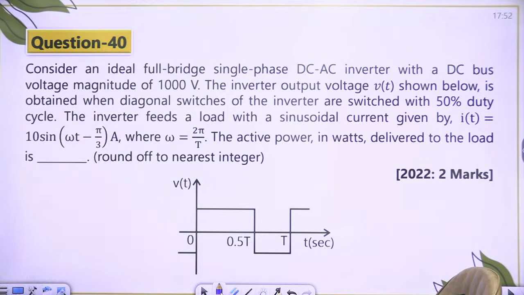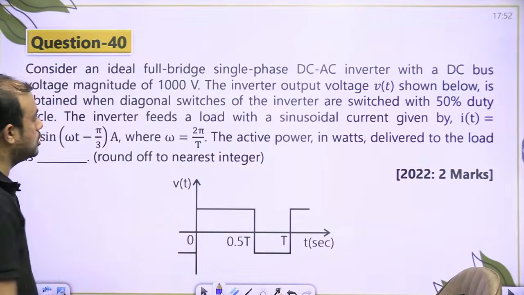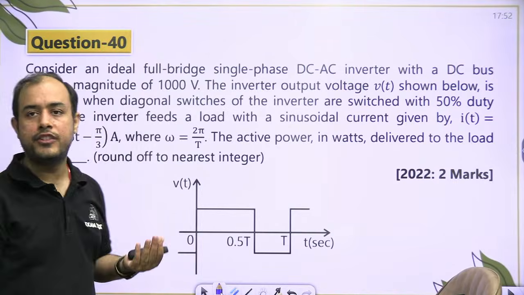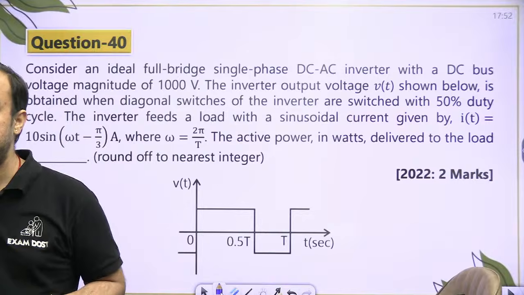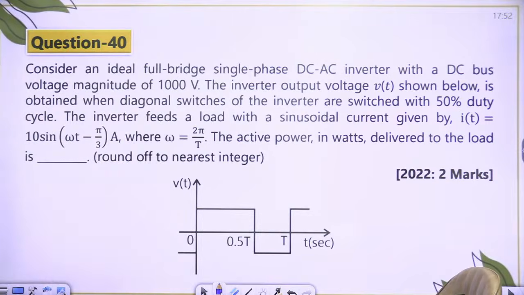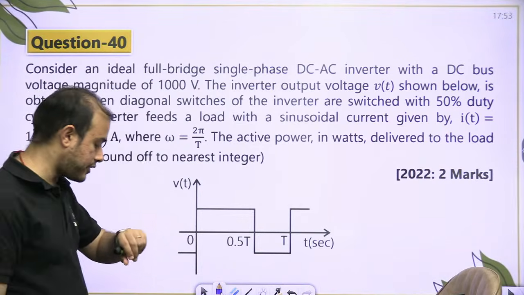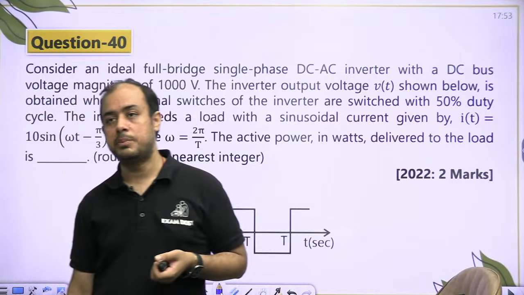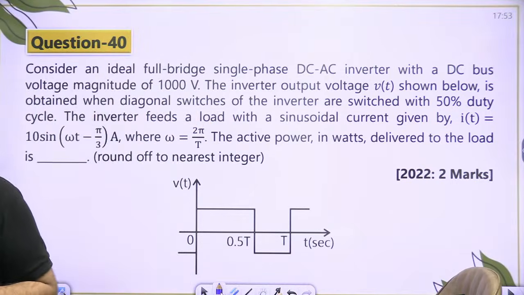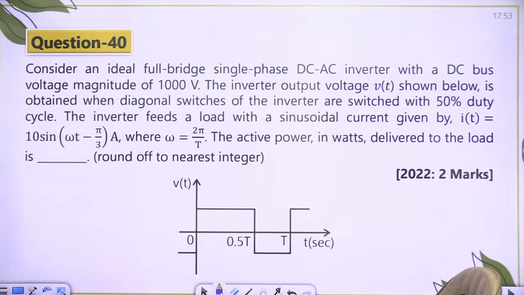आइडियल फुल ब्रिज सिंगल फेज इन्वर्टर विद डीसी बस वोल्टेज 1000. Inverter output voltage is shown below when diagonal switches are switched with 50% duty cycle. What does it mean? Diagonal switches माने the switches which are diagonally located. They will conduct together and they will conduct for half cycle. So duty cycle is 50%. Like S1, S2 for T by 2, then S3, S4 for another T by 2. So their duty cycle is 50%. Current is sinusoidal. I need to know the power delivered to the load.